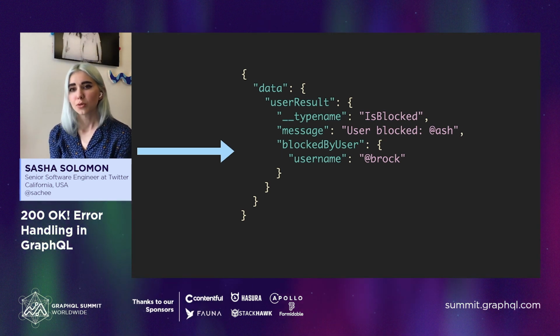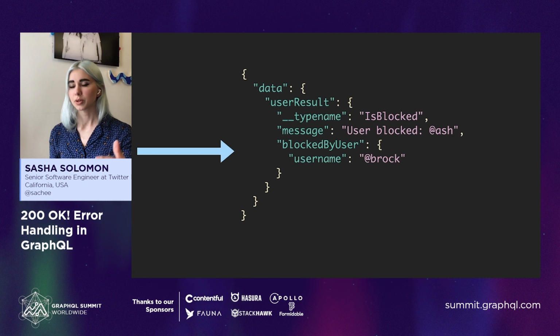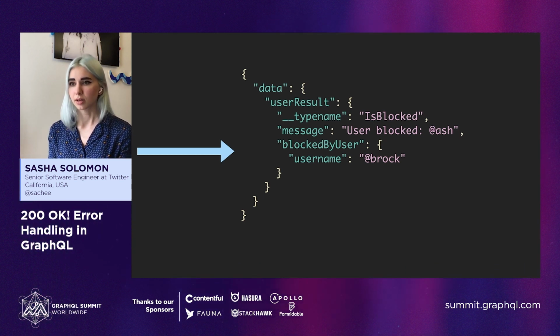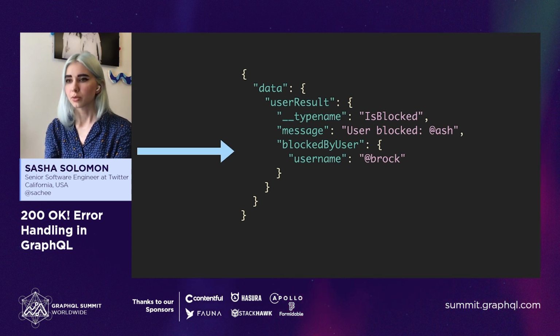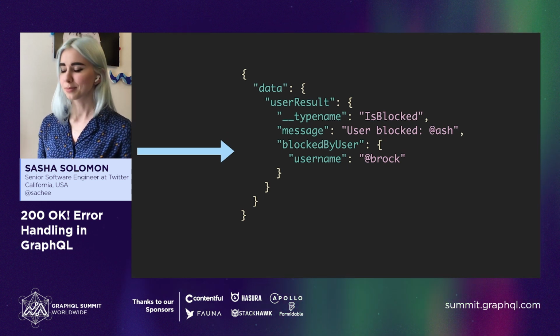So that's really cool because the query didn't change, but the results that we might get back might change depending on if someone blocks someone. And we can see this all here. We don't have to dig around in the errors array. That's pretty cool.